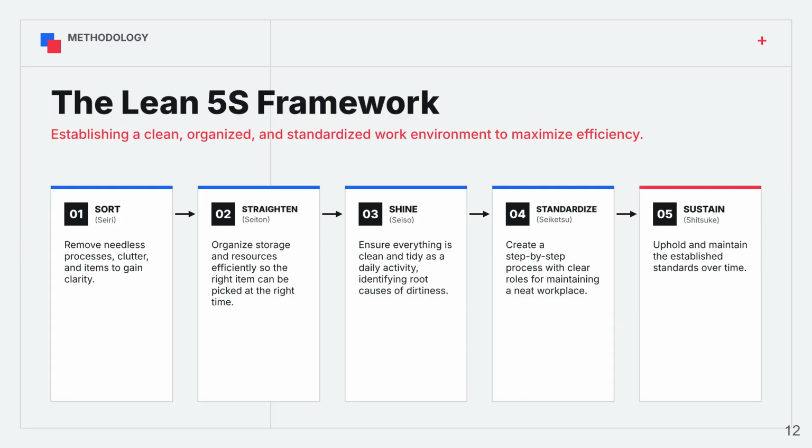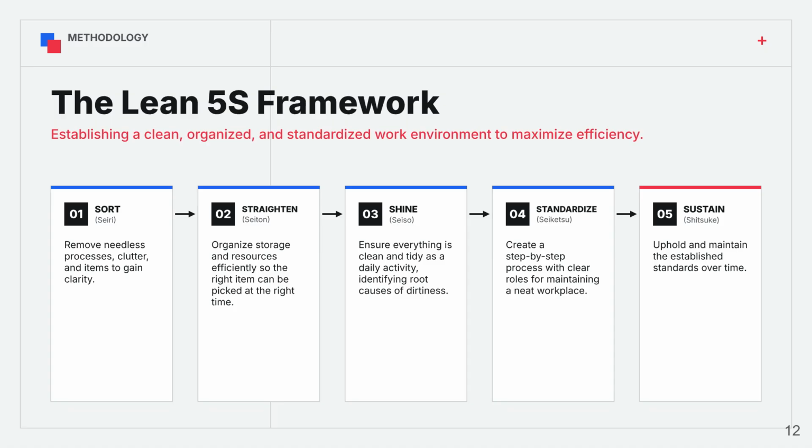The second step is straighten. After removing unnecessary items, everything that remains should be arranged logically so that the right resource is available at the right time. This minimizes the time spent searching for files, tools, or information. The third step is shine, which means maintaining cleanliness and order as a regular habit. A clean workplace not only improves efficiency, but also helps identify issues such as equipment problems or process irregularities before they become serious. The fourth step is standardize.